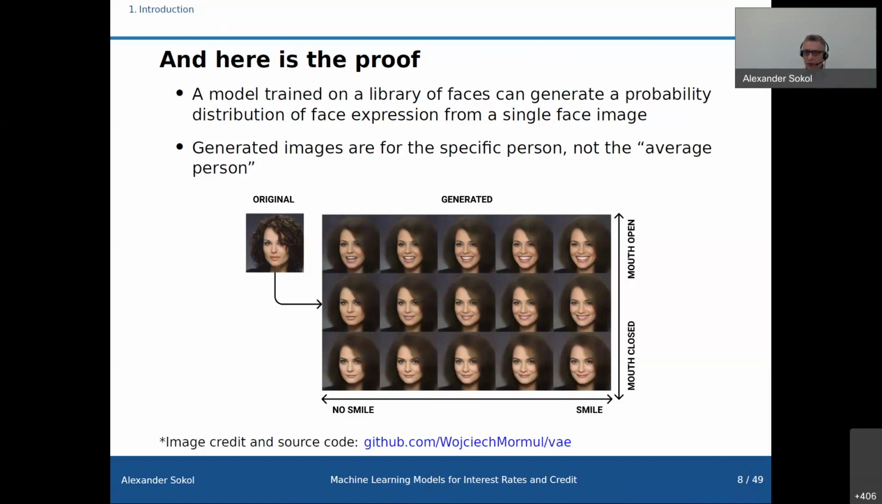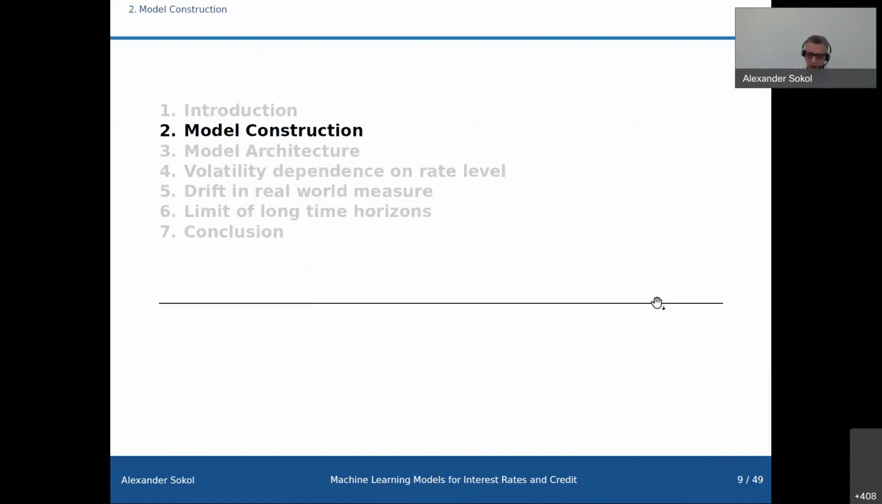So machine learning can do it, and we do actually have enough data at our disposal to make it do it. All right, so let's try. Let's see how we can proceed. Right, model construction.